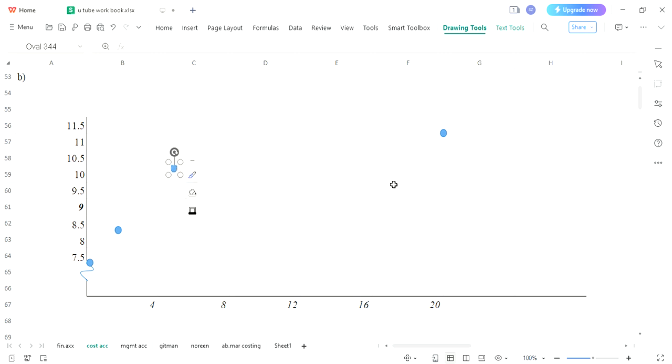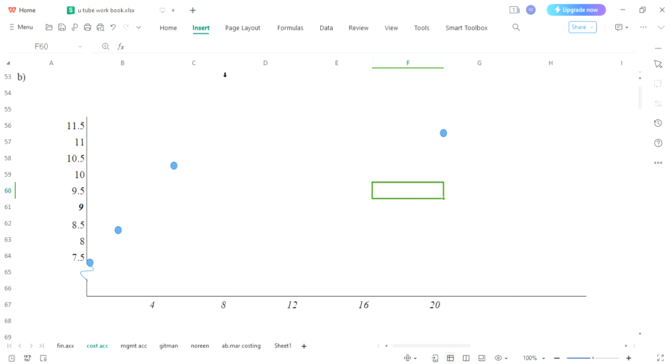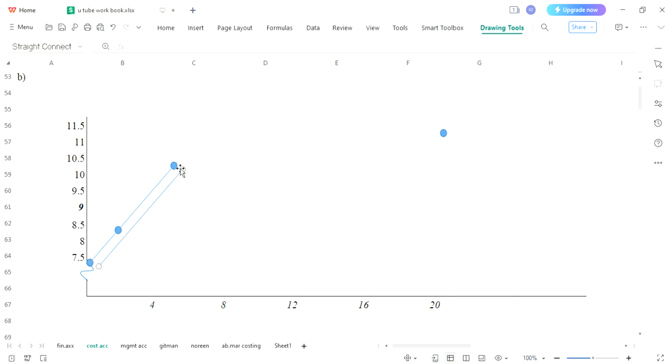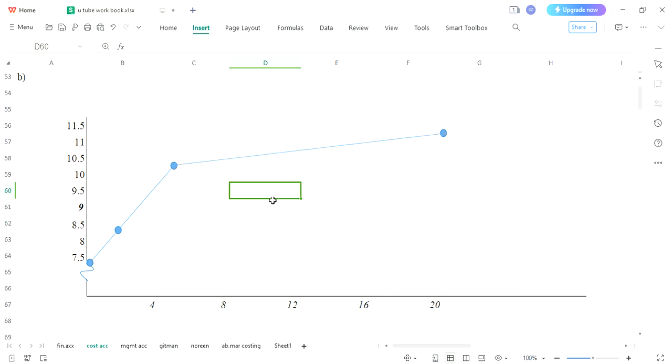10.5 is present exactly over here. So our graph has been completed, and now we will join these points with each other. For that we need a straight line. Let's join our first point, and I think 3 points can be joined at the same time. It is completed, and the last point would be joined this way. So guys, our graph has been completed.